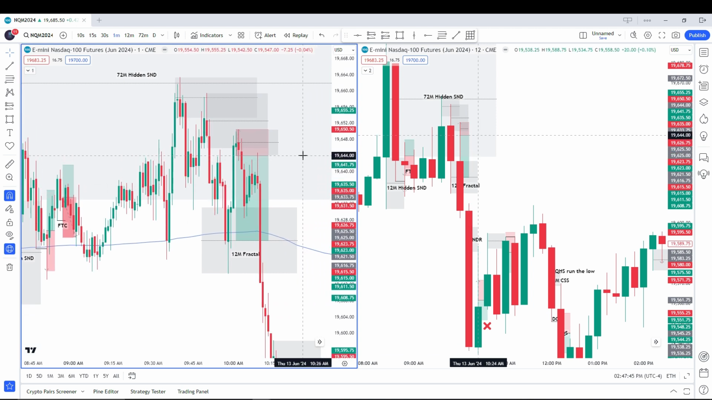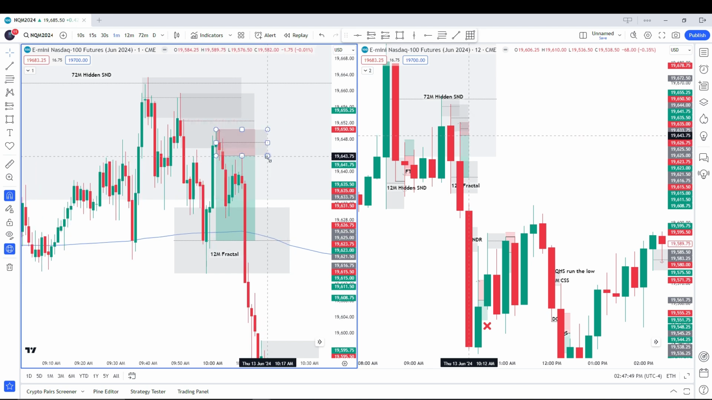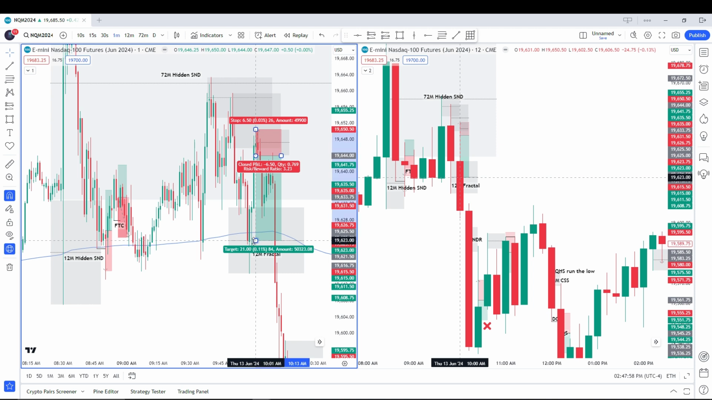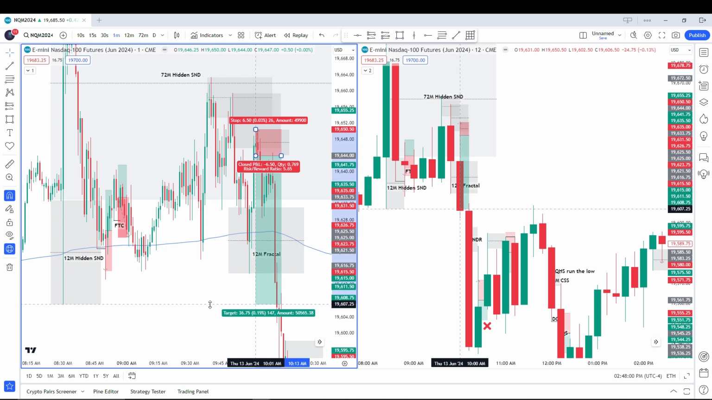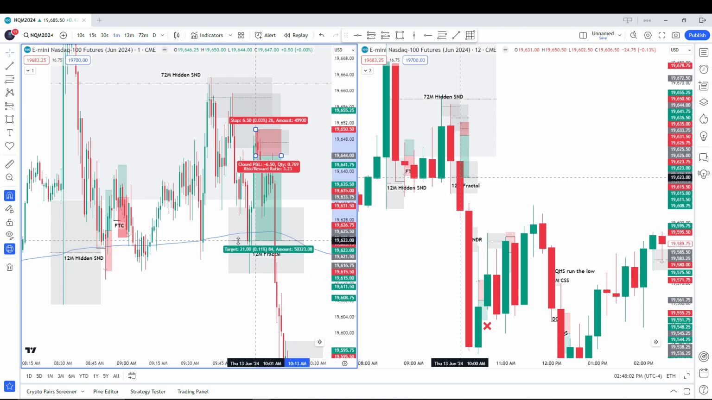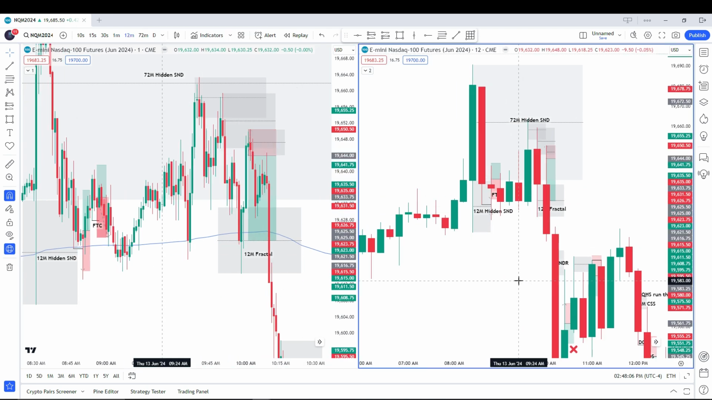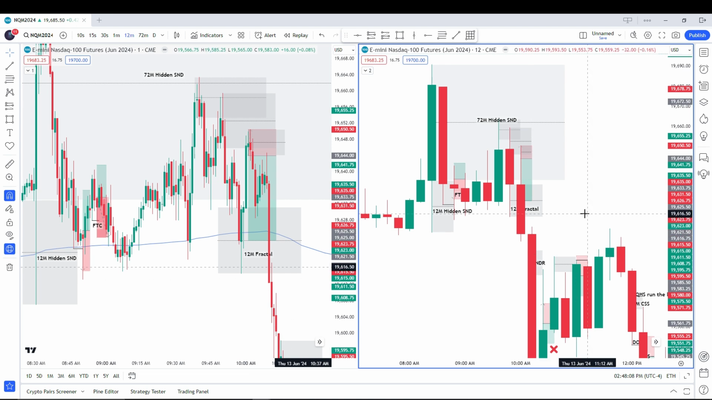So I waited for this unmitigated 1-minute CSS to be tapped into, set my limit here, with the stop at that high, which was about 6.5 points. Now I could have gone for the data low, which would have been 36 3/4. However, I always try to see what is a clear low-hanging fruit target for me.